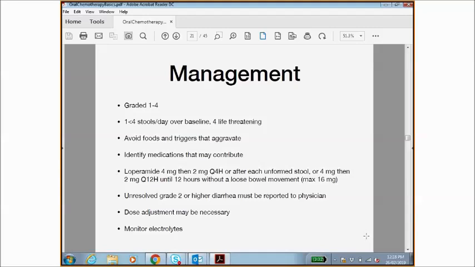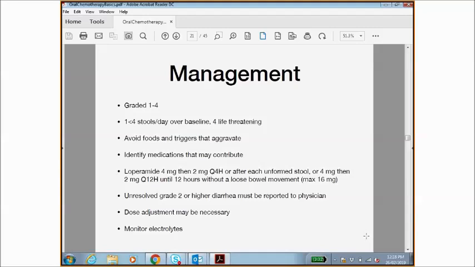Well, avoid foods and triggers that can aggravate it, certain foods, dairy products, that sort of thing. Identify medications that may contribute. So if someone's admitted to the hospital, they may be put on a bowel regimen, they go home, 3 months later they're still on the bowel regimen, and I find that a lot in the community. So someone will come in and talk about their mother having diarrhea, and you look at the medications they're on, and well, they're on PEG or something like that.